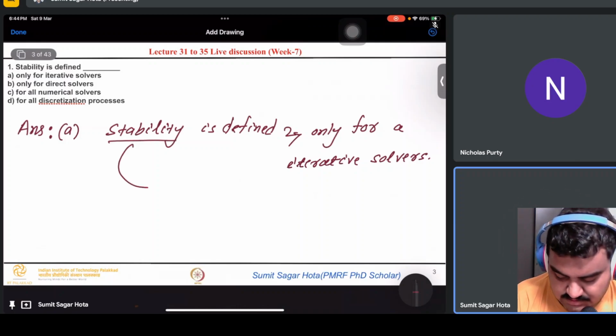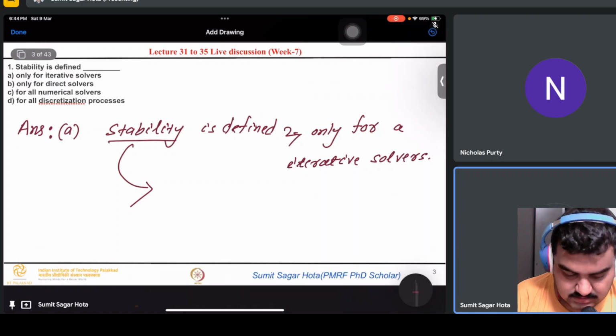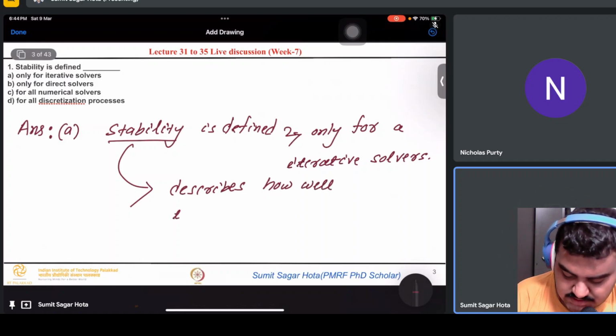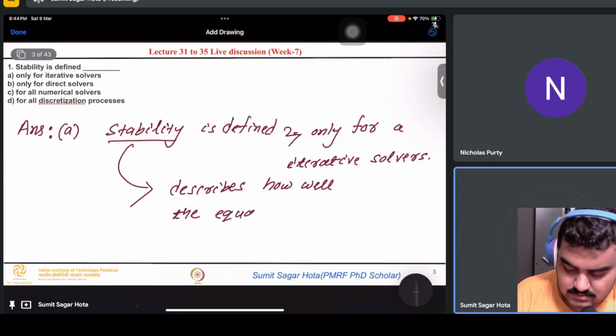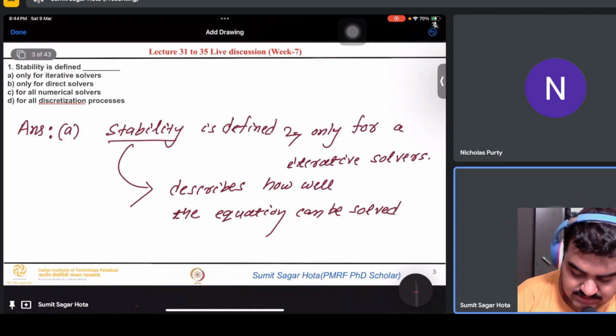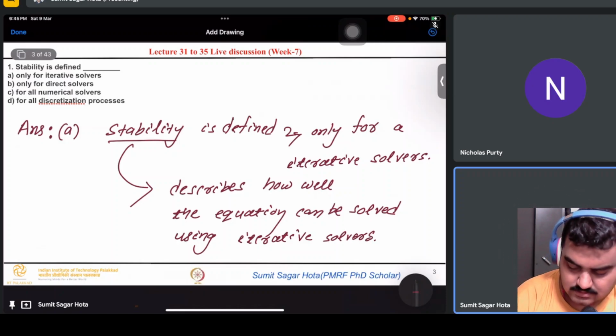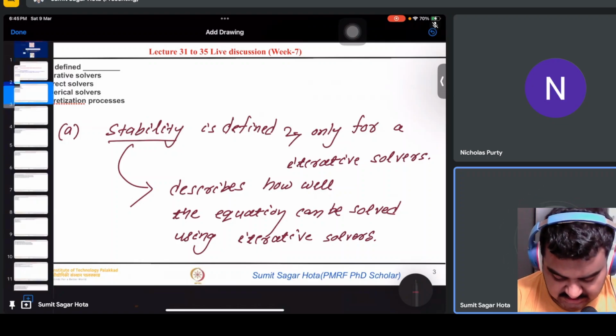Stability describes how well an equation can be solved using iterative solvers. Okay, so see the next.